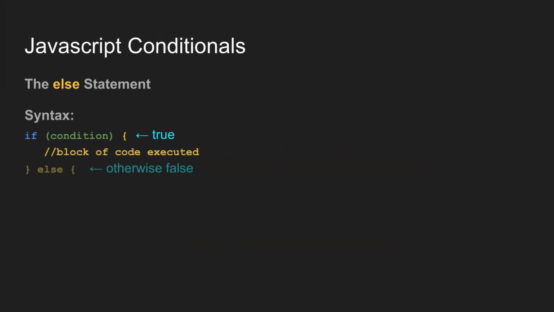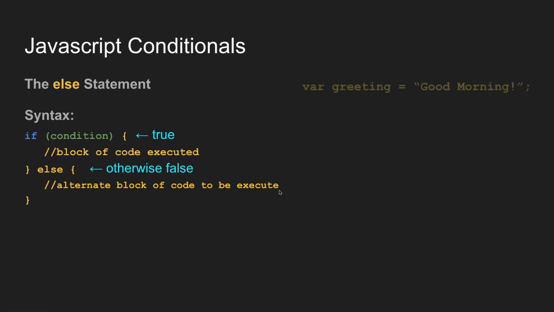All right, so the other type of conditional is the else statement. The else statement follows the if condition. So we have the if condition. If it's true, it executes the code block. Otherwise, else, we're going to execute an alternative code block, right?